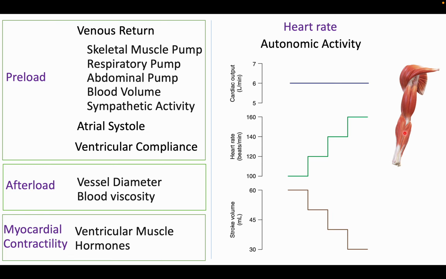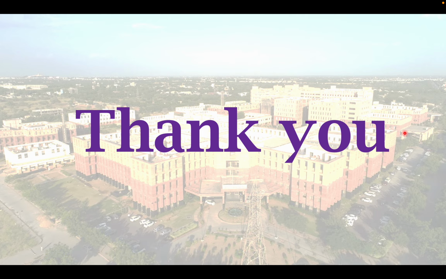This was about cardiac output. First we saw what cardiac output is, then we focused on the measurement of cardiac output, and at last we saw different factors which affect it, including stroke volume and heart rate. This was all about cardiac output.